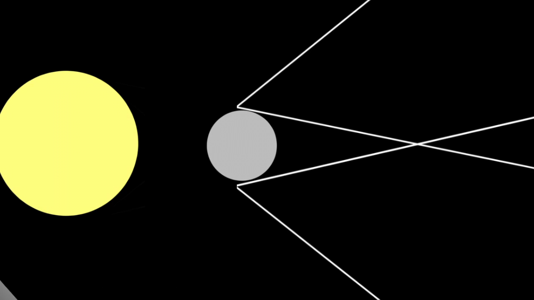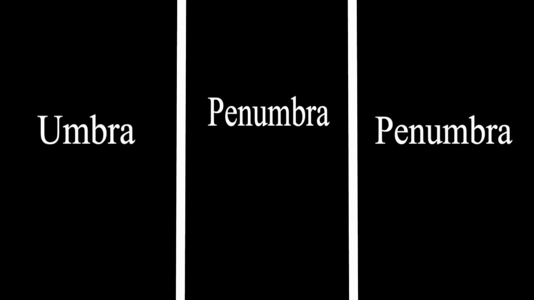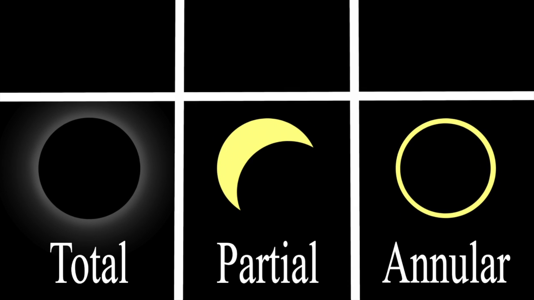When the moon covers the sun, it creates three types of shadows named the umbra, penumbra, and antumbra. These shadows are essential because they determine which type of solar eclipse you see.